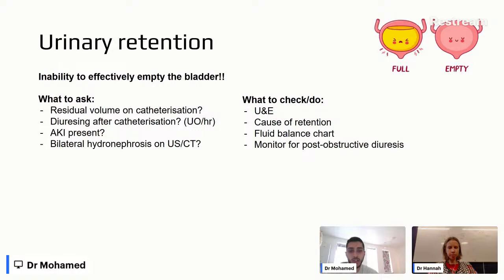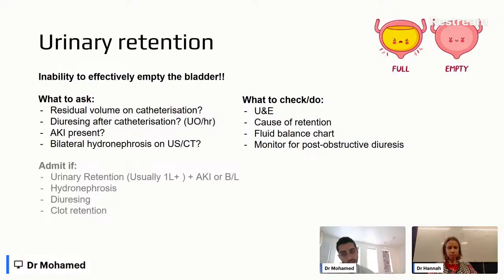Of course, kidney function. You want to look for the cause of retention. Is it clot retention? Is it retention due to something obscure like Fowler syndrome? Is it due to an infection? Is it due to another cause? You want to try and figure that out. And of course, you want to do a fluid balance chart and monitor for post-obstructive diuresis.